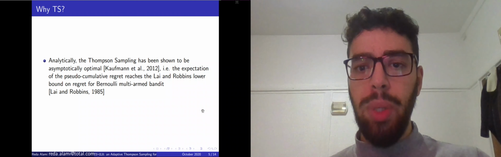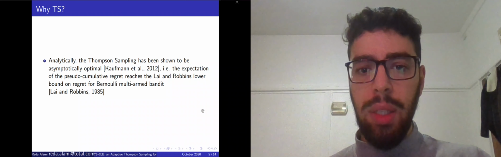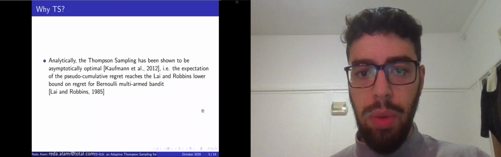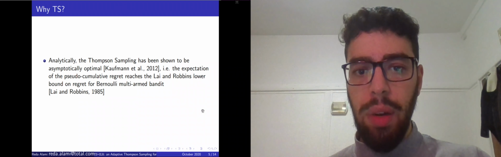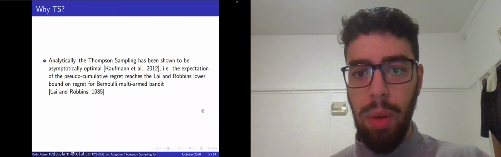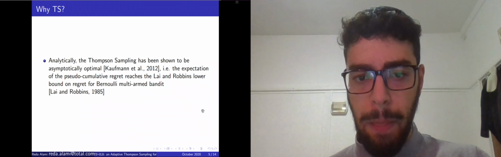So the first question is, why do we use the Thompson sampling? Analytically, the Thompson sampling has been shown to be asymptotically optimal. Therefore, the expectation of the pseudo-cumulative regret reaches the Lai and Robbins lower bound on the regrets for the Bernoulli multi-armed bandit.